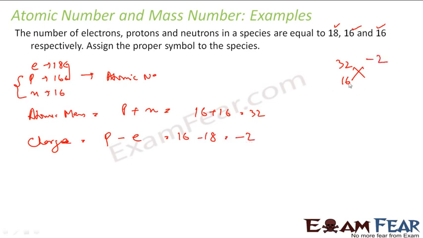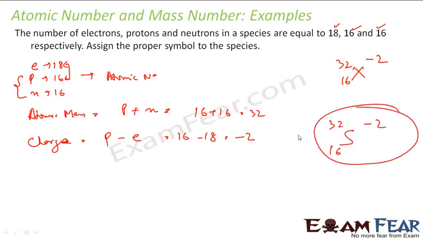Now what is X? Very easy. 16. 16 atomic number is for sulfur. So I'm talking about sulfur with a negative charge. Very simple. I started with the proton, I got atomic number, but that only I came to know it is sulfur. I got atomic mass, very simple. And just to check with electron neutral, I found that the charge is minus 2.